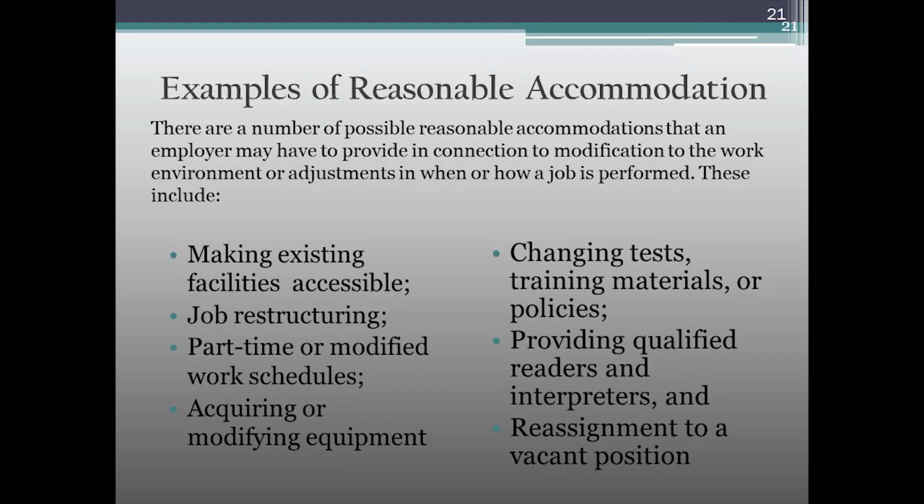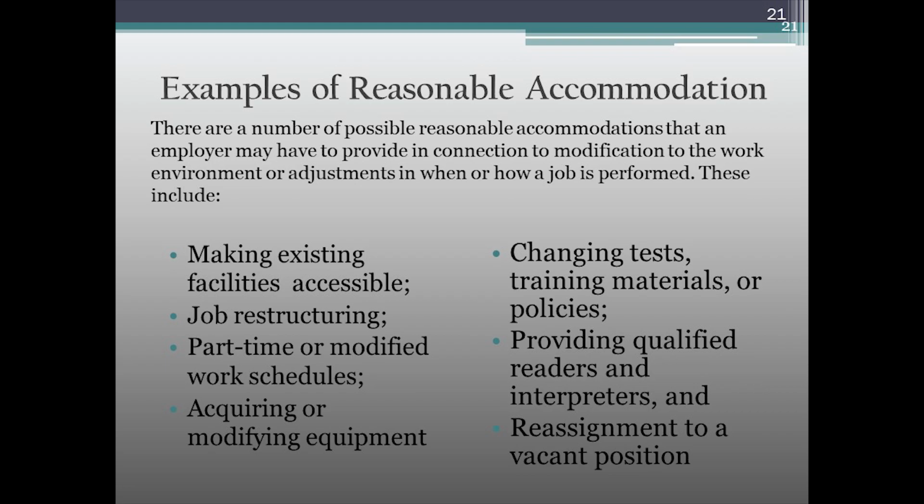For an individual with a learning disability who may have difficulty taking a timed test that requires reading, providing the test orally can be a modification to the testing exam, or providing additional time for the person to complete the test could be a reasonable accommodation. Of course, providing qualified readers and interpreters would be a reasonable accommodation.